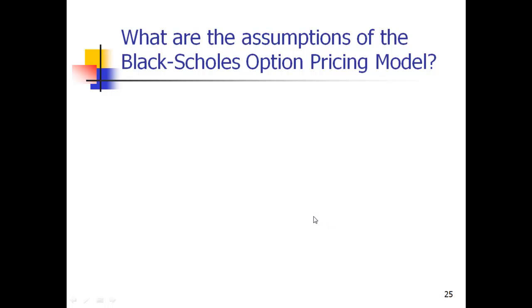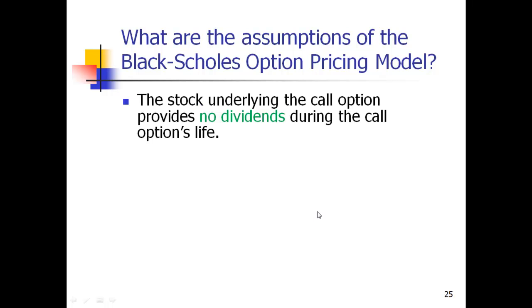So that is the first thing you've learned: what the variables are. The second thing that you need to learn is the assumptions of the Black-Scholes option pricing model. Before we get into that long-winded formula, we just need to know the assumptions.